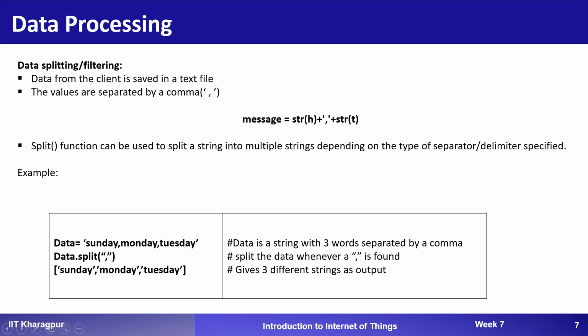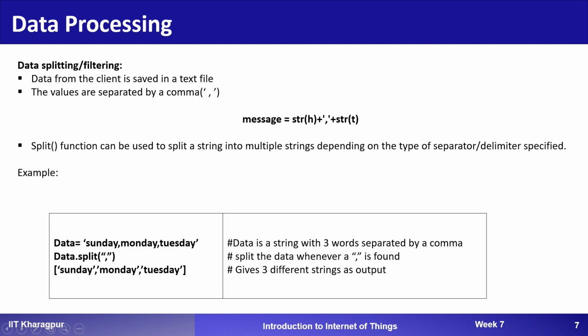For example, data from the client can be saved in a text file or a CSV file, and that data can be separated with the help of a comma or other symbols also. So we need to separate those particular symbols from the data so that we can visualize the data properly. A split function can be used to split the string into multiple strings, depending upon the type of separator or delimiter specified. For example, here in this case, data is Sunday, Monday, Tuesday, and the splitter is comma.